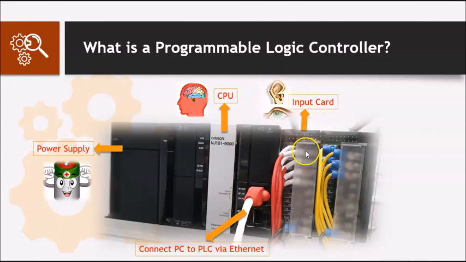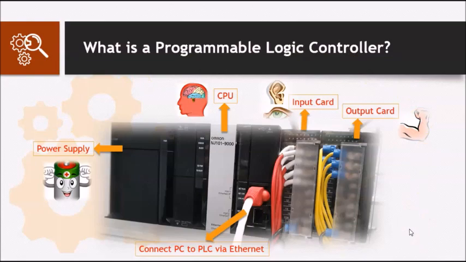We also have the input card, where we wire all the input elements to this input card. Input elements such as buttons, sensors, switches. And lastly, we also have this output card, where we wire all the final control elements or the output elements to this output card, such as light bulbs, buzzers, solenoids, or even motor contactors. So this is the overview of this PLC.